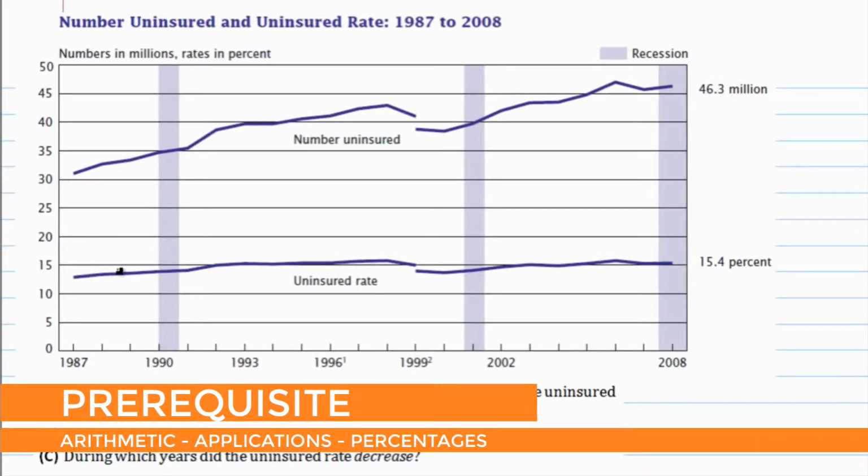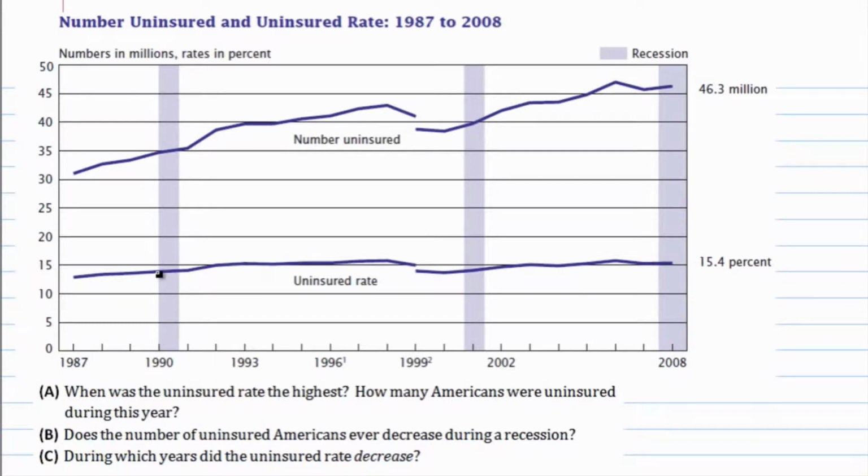So, for example, in 1990, there was an uninsured rate of roughly, it looks to me to be about 13%, maybe 13.8%, somewhere around there. And in 1990, the number of people in America without health insurance was near 35 million. Now we're going to go ahead and read a few things from this. When was the uninsured rate the highest?